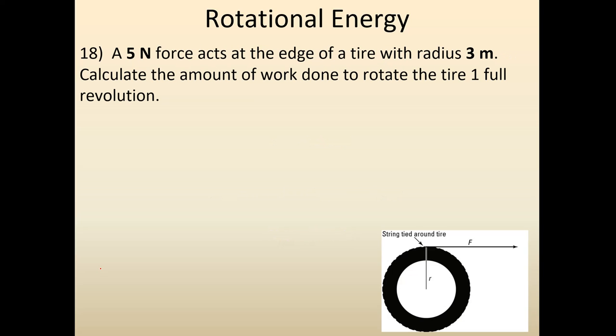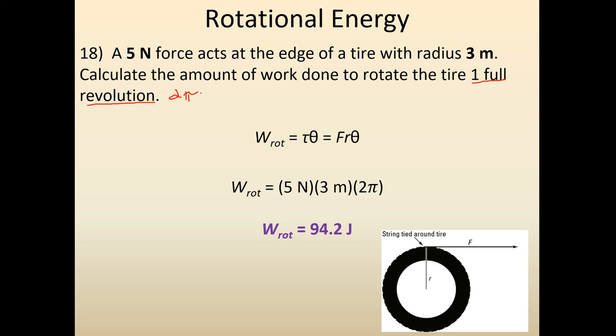All right, here's the next one. Pause the video, work it yourself, we'll go over it in a second. All right, so they want the work being done, so we're going to use tau theta, and because tau is just force times distance from the pivot, we're going to replace that with F R theta. The one thing that we have to pay attention to is that one full revolution is 2 pi radians. So my work is going to be 5 times 3 times 2 pi, which gets me 94.2 joules.